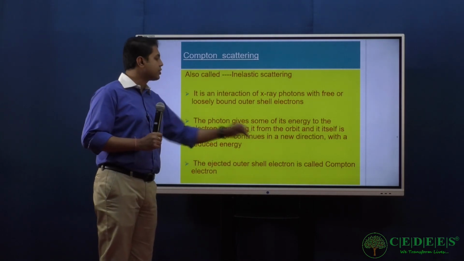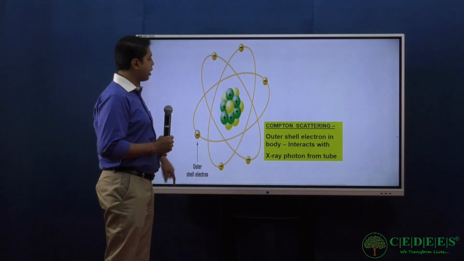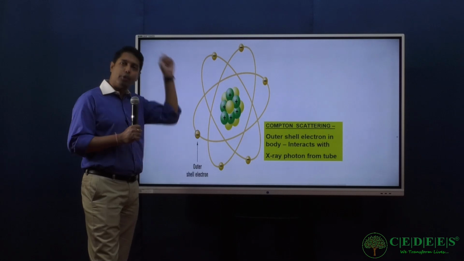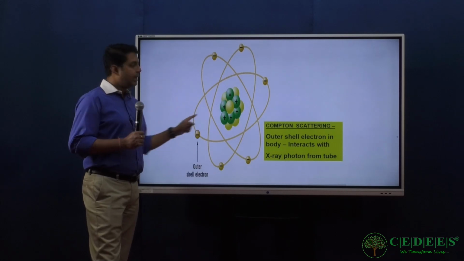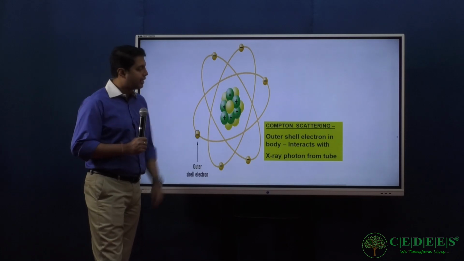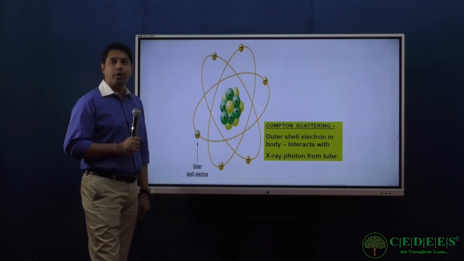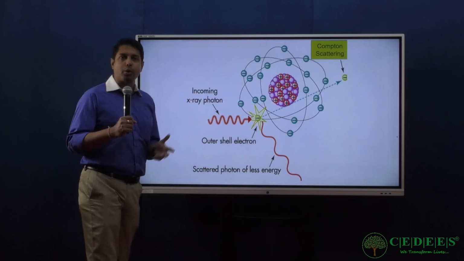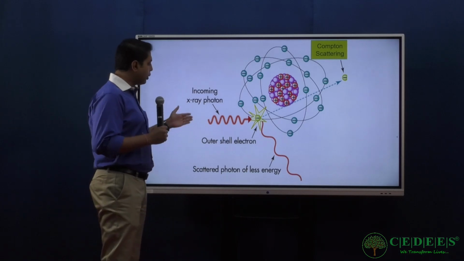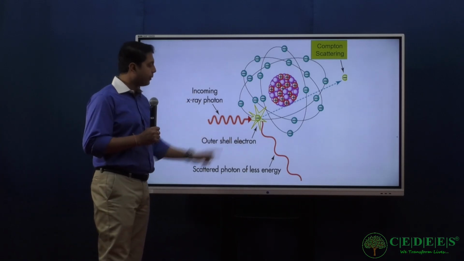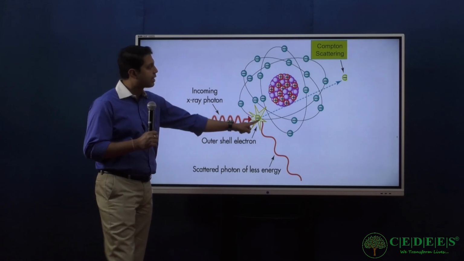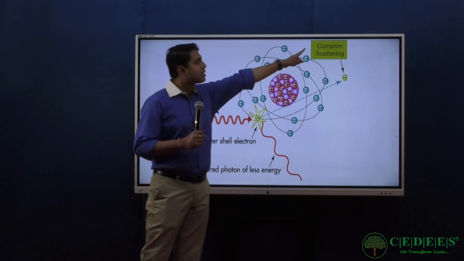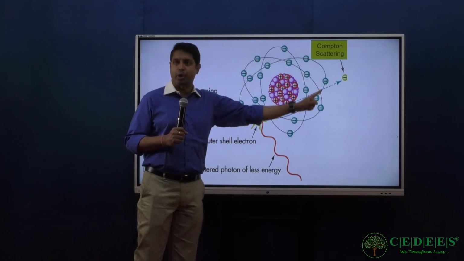So the ejected outer shell electron is called a Compton electron. This is how exactly it happens. There is an outer shell electron which is the target. In photoelectric, it was an inner shell electron. But in Compton, it is an outer shell electron in the body which interacts with the X-ray photon from the tube. So when there is an incoming X-ray photon, also called the incident X-ray photon, it interacts with an outer shell electron. When there is an interaction with the outer shell electron, this electron is knocked out in the form of a recoil electron, and that is called a Compton electron.